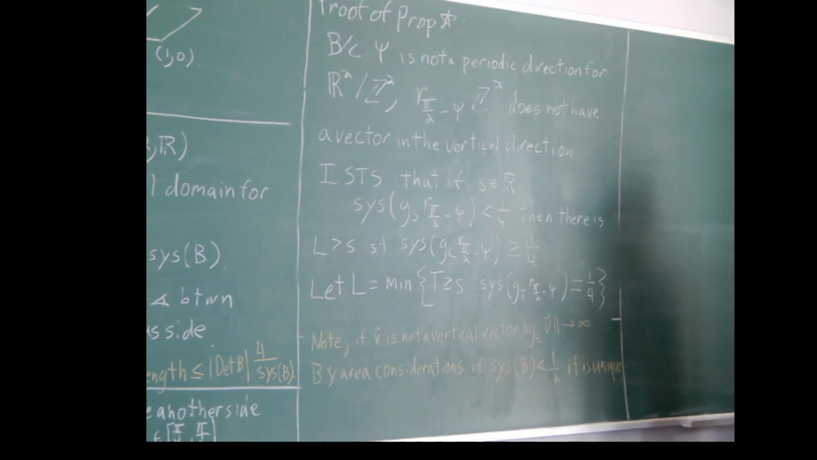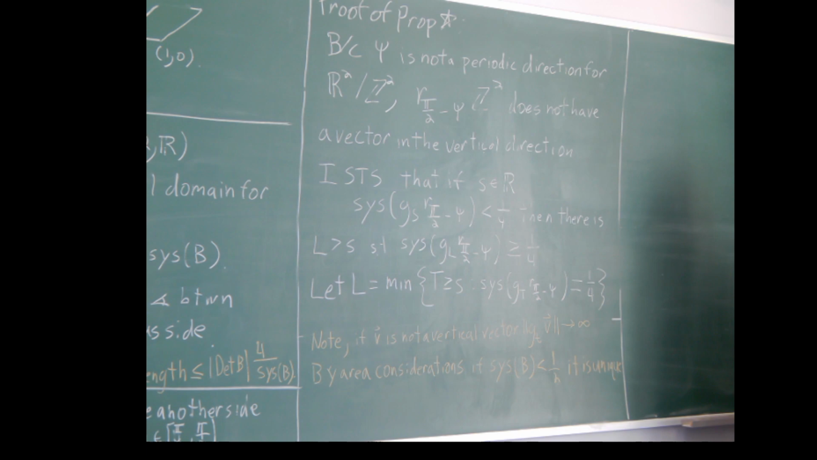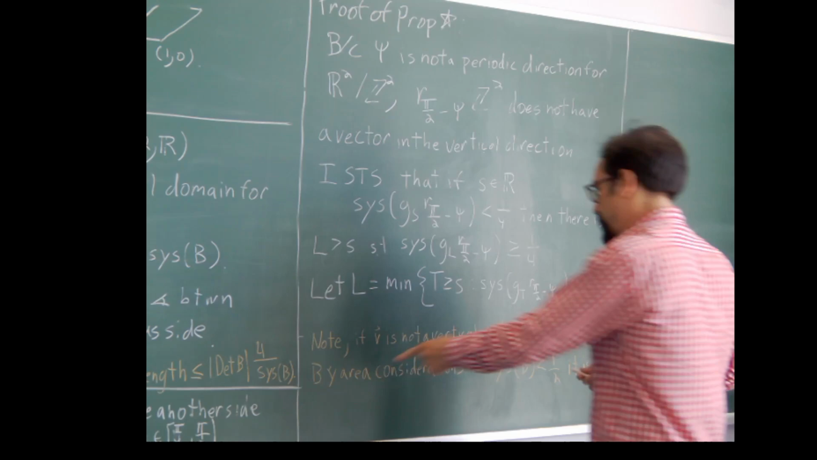So you say that if I see systole as a subloop, as a connection of the vertices of the domain, then at some point my systole will grow, but there will be no other path which will actually jump and be minimum and decrease. Correct, correct. Was that your question, Krzysztof? Did I answer your question? I'm not sure. Okay. By area considerations, it is unique.